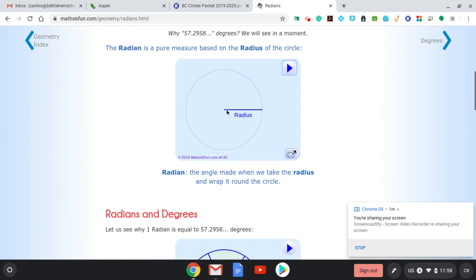So I have my radius, and I stretch it along the circle. How many of these could I fit around the circle? Well, if we did this out in class with a partner and you measured the radii all the way around, you would find that you could have 6 and just a little more radii that would fit around the circle. Let me say that again. 6 and a little more could fit around the circle, the number of radii that could fit.